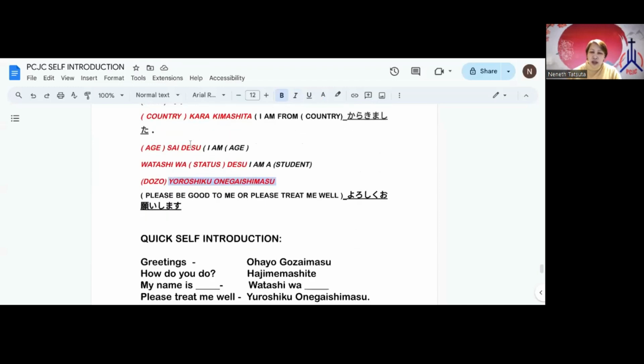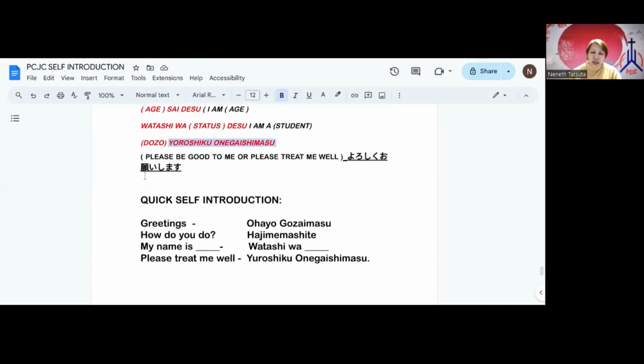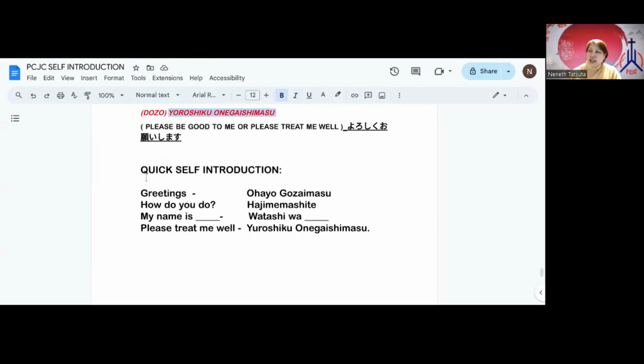Now, we also have another situation here. For example, a quick self-introduction. For example, you are talking to your classmate. It can only be ohayo gozaimasu, the greeting, hajime mashite, watashi wa, your name, and then yoroshiku onegaishimasu.